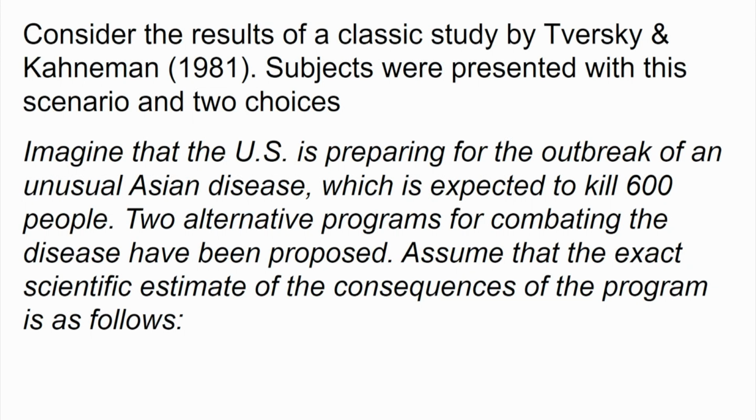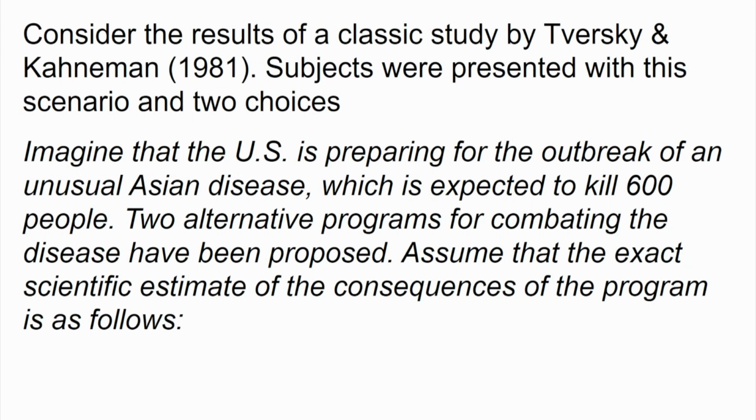The scenario says: imagine that the United States is preparing for an outbreak of an unusual Asian disease, which is expected to kill 600 people. So, the United States is preparing for an outbreak of disease where they have already calculated that 600 people are going to die. Now, two alternative programs for combating the disease have been proposed. So, 600 people are going to die no matter what. This is the certainty with it.